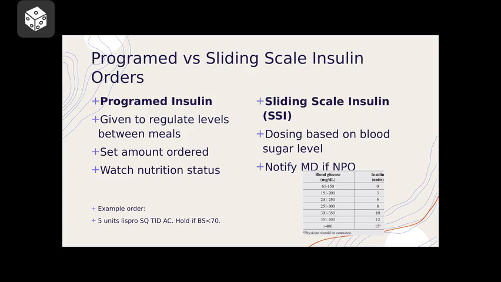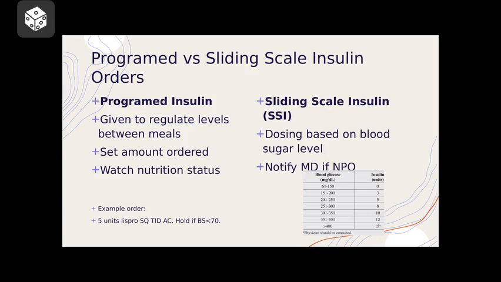The important thing to think about with programmed insulin is we want to make sure that our patient is eating. If our patient is to become NPO, maybe they're having surgery, so they're not eating and drinking, you wouldn't want to give this programmed insulin because there's no meal coming. That's when you want to call the doc and say, hey, the patient is not eating anything, they're NPO, and they have this programmed insulin. What do you want me to do?